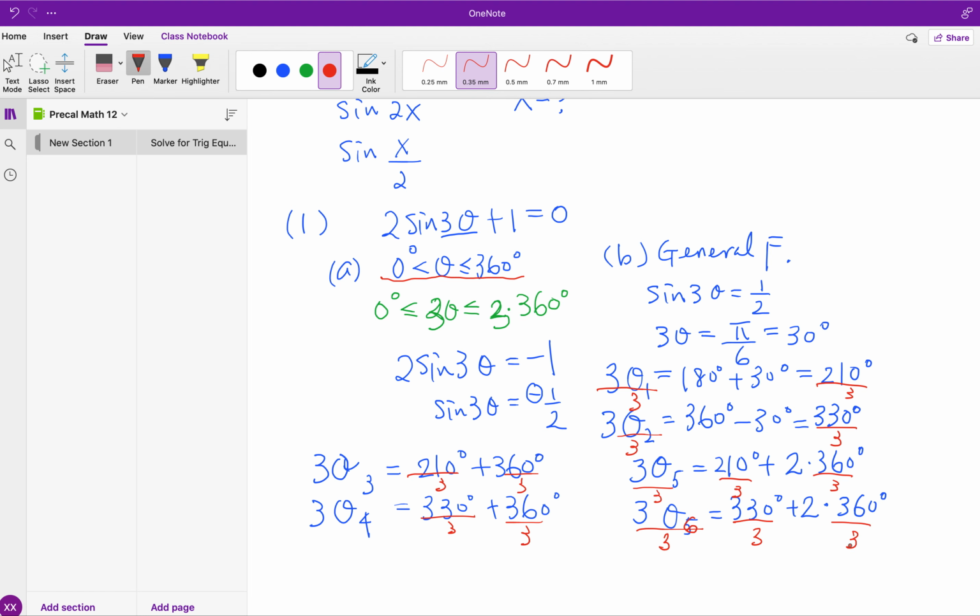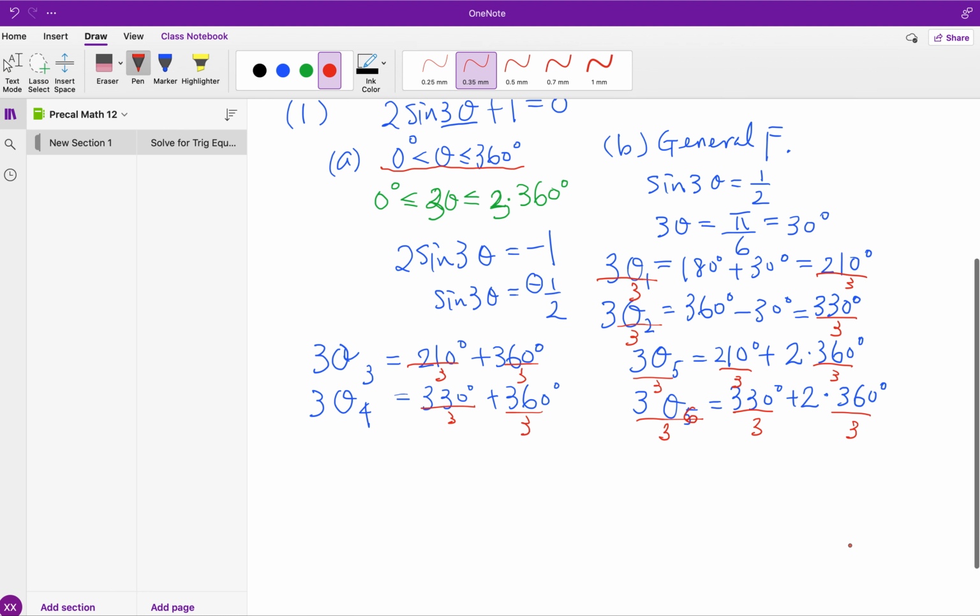All right. So now the 6 solutions within 360 for theta. Now we have theta 1 equals 70, because 210 divided by 3. And then we have theta 2 equals 110.